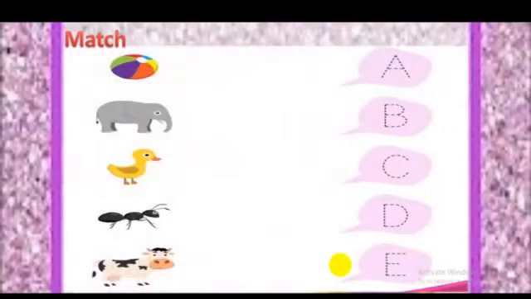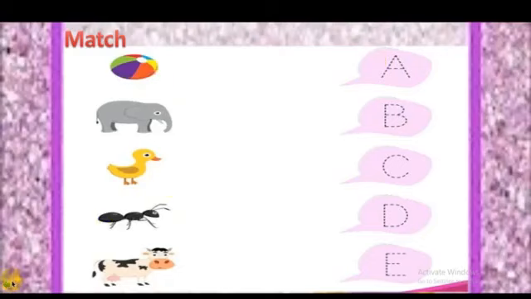Look here, we have another question. We have matching. Look here. Here we have pictures. The pictures start with letters. For example, here we have ants, which start with the letter A.